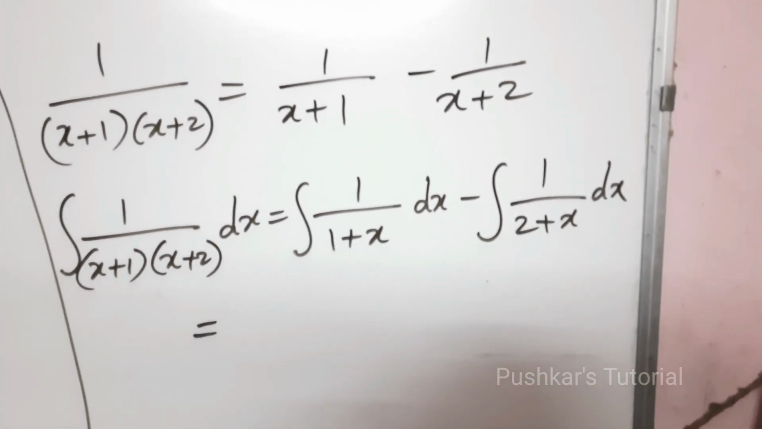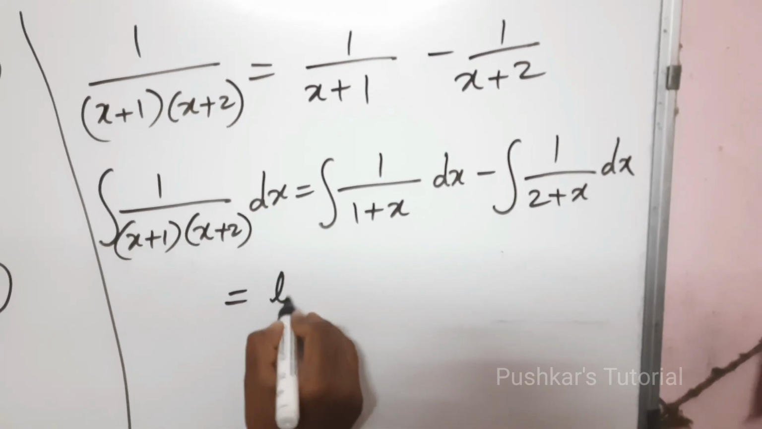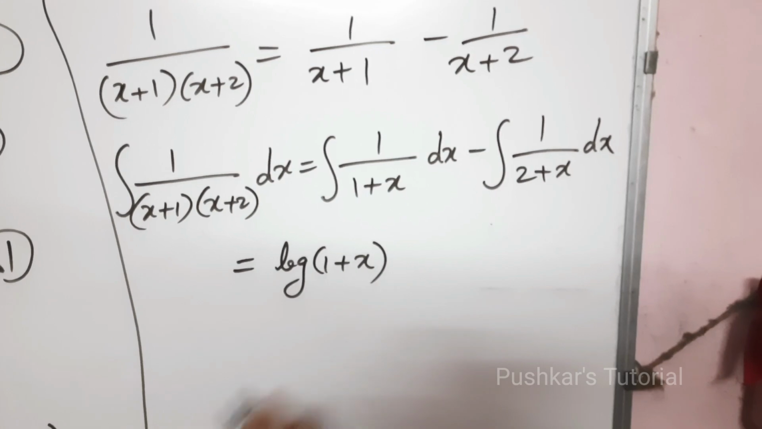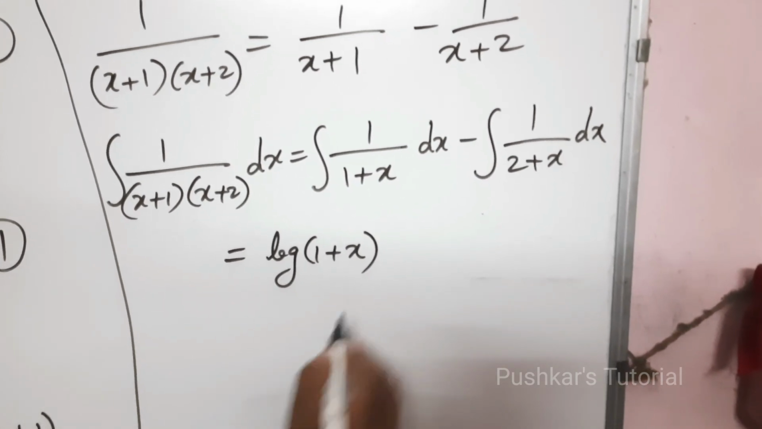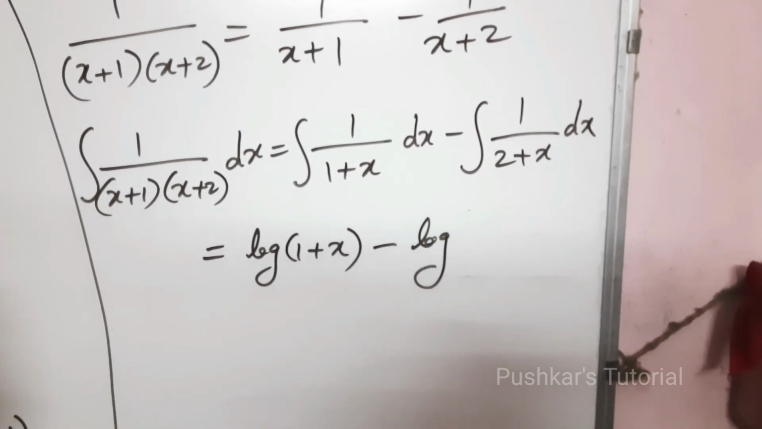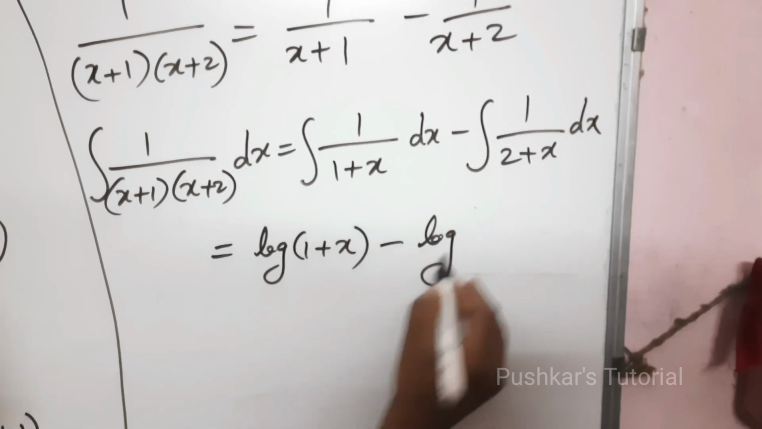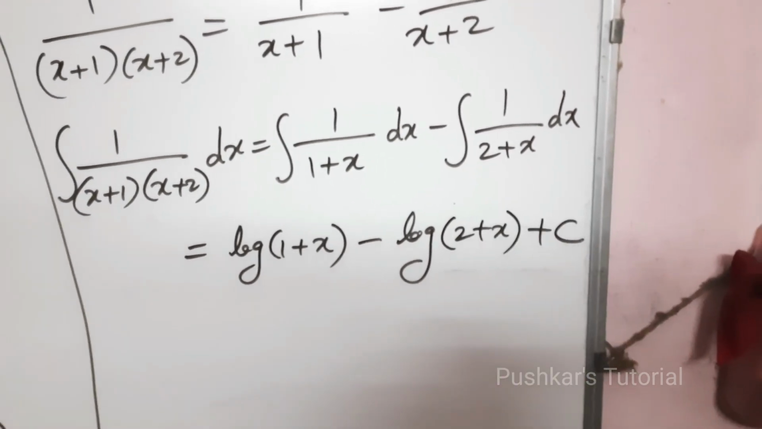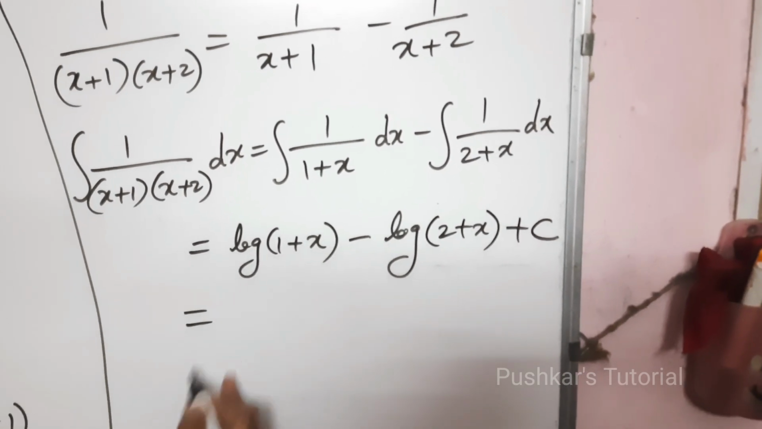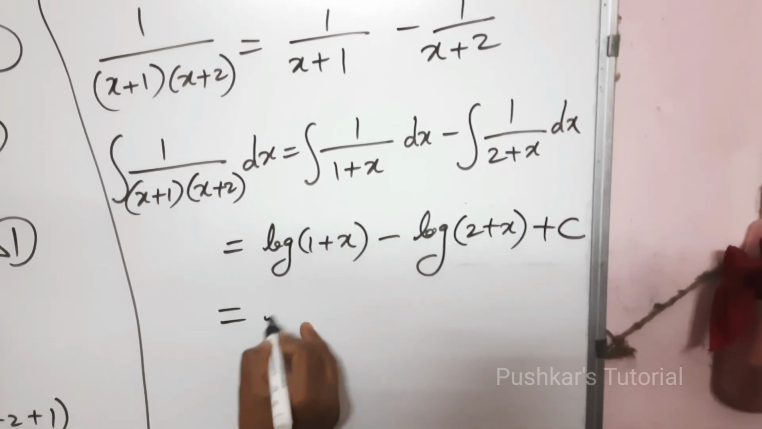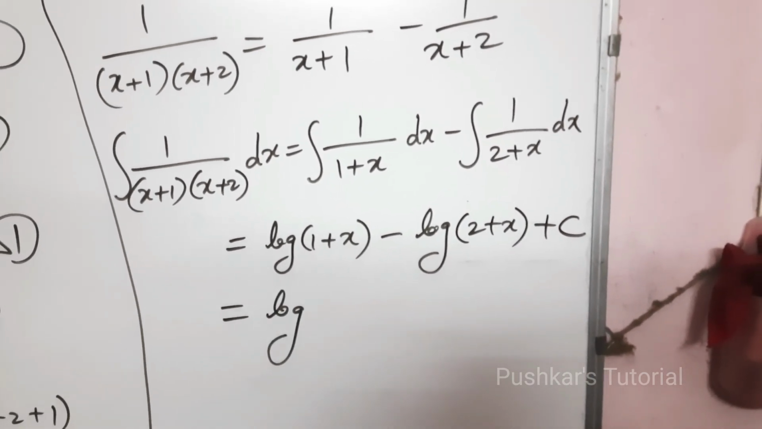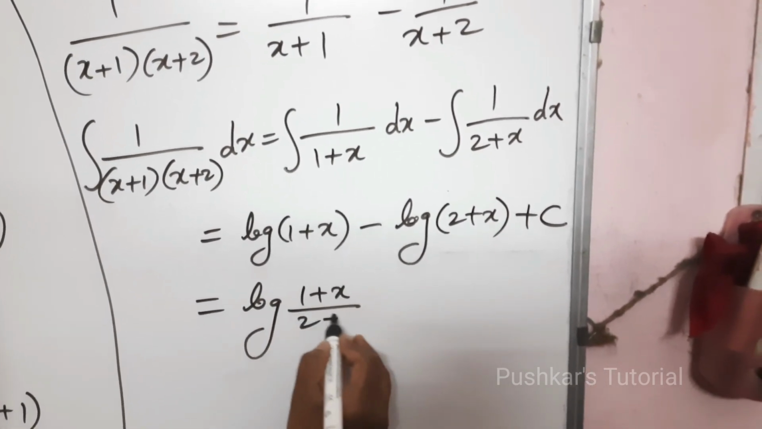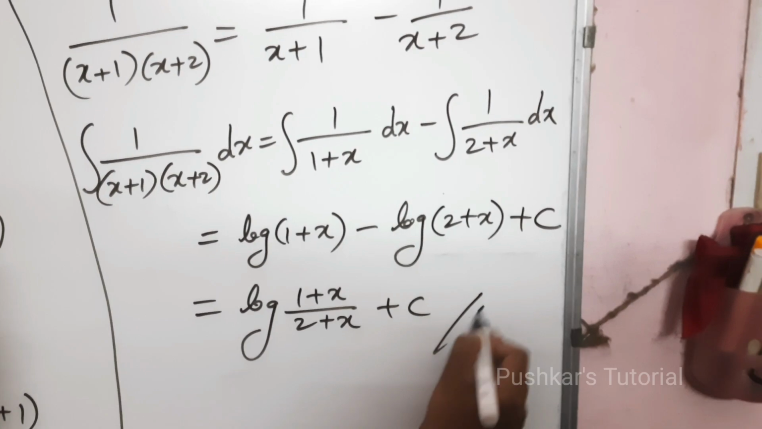Integration of 1 by x is looking like this, so the answer is log mod x. The mod is not compulsory. So this is log mod 1 plus x minus, and it is also looking like 1 by x integration, log of 2 plus x plus c; we can write it as log c also. And one more thing, it is looking like the log a minus log b formula. The formula is log of a by b. So here it is log of 1 plus x by 2 plus x plus c.